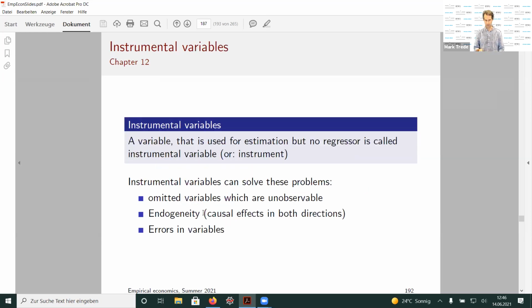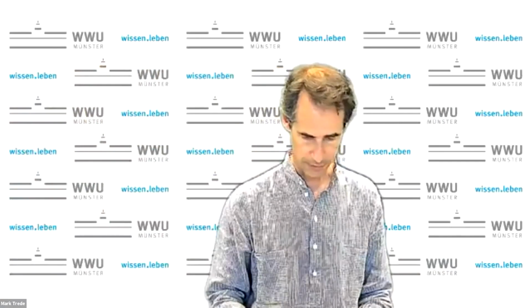But before I start with that, let me briefly show you a little plot that illustrates why this correlation between the error term and the regressor is really a problem. So let me stop the screen sharing here and start the screen sharing here.